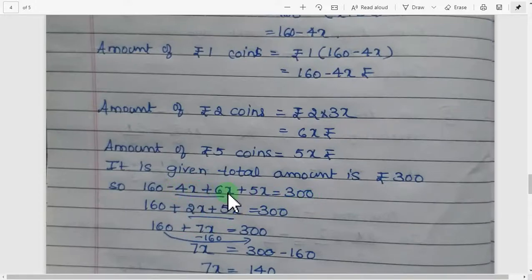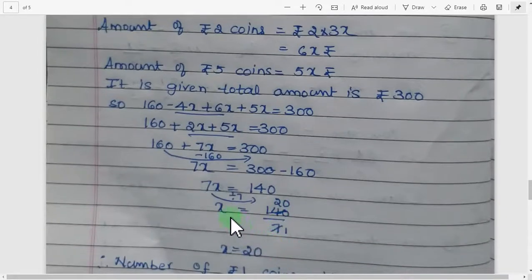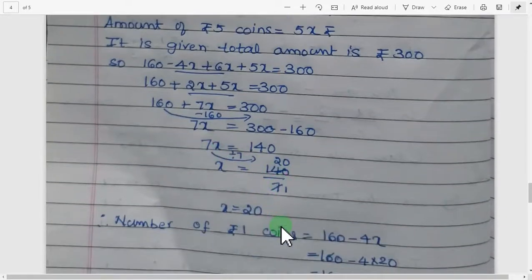First of all, simplify: 160 plus 6x minus 4x is 2x, plus 5x. Then after that addition, we get 7x. Then take the number to the other side: 300 minus 160 is 140. Then take 7 to the other side. I have shown the simplification here, you can refer to this sum also. So x is 140 divided by 7, x value is 20.